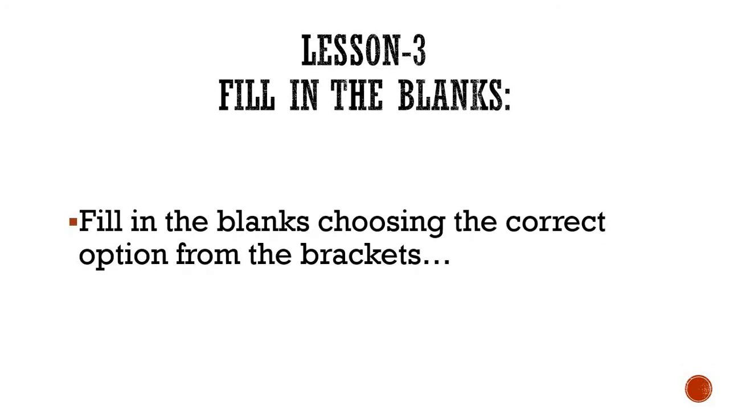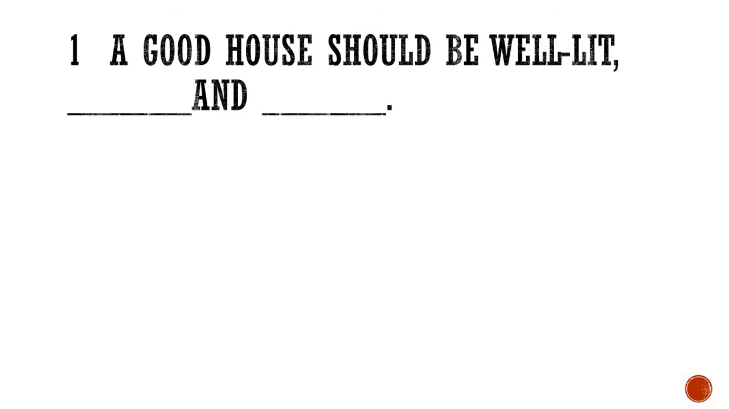Fill in the blanks choosing the correct options from the brackets. After the questions, options will be given to you. You have to just write the answers. You know that very rarely I ask you to write the questions, so you have to just write the answers here. So be ready with answer 1. This is the question. A good house should be well lit, dash and dash. Now these 2 blanks you are going to write the answer for. Be ready as soon as you see the options.